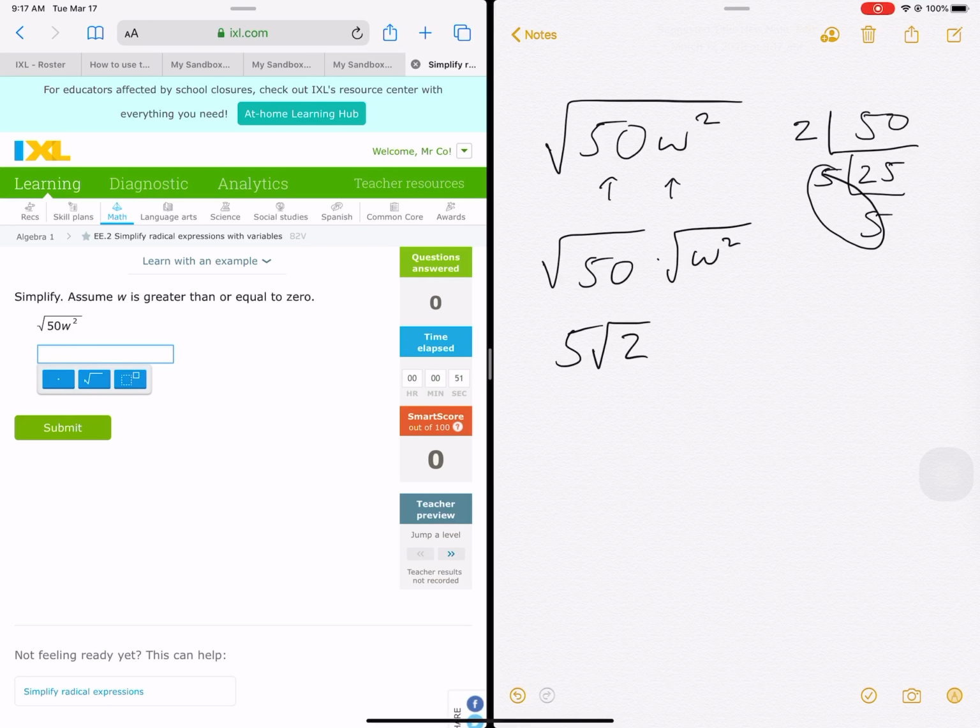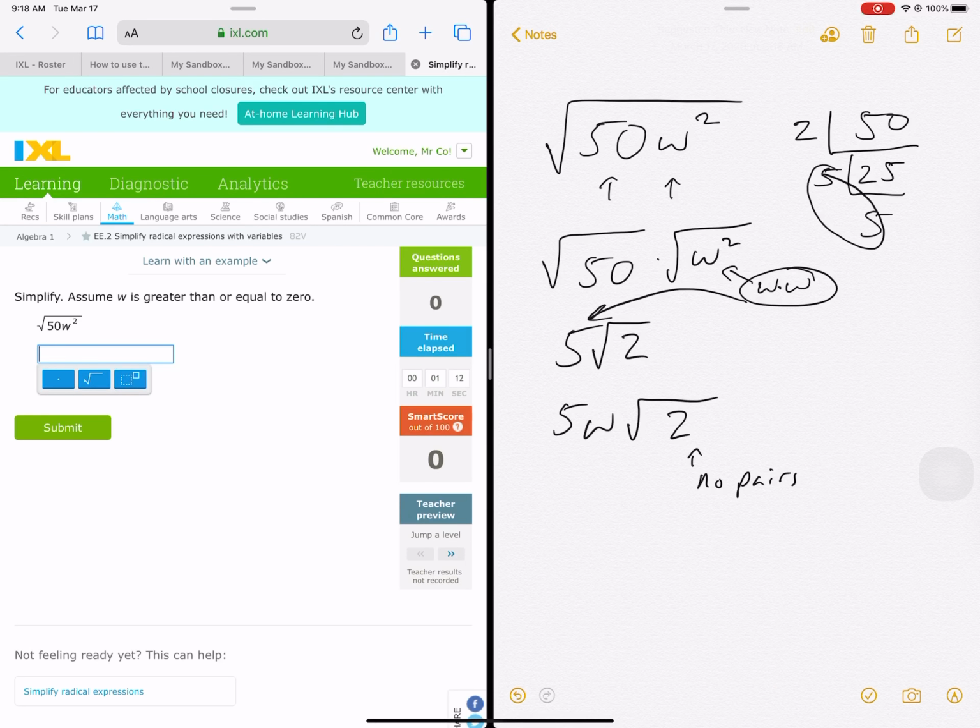But what about the w squared? Do we have a pair of w's here? W and w? Well, we do. So that pair gets to go out too. Those guys get thrown out also. So it's 5w radical 2, because 2 has no pairs.